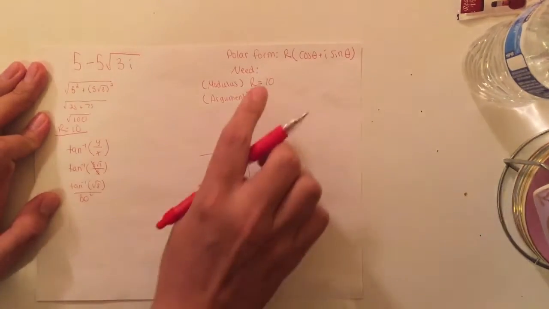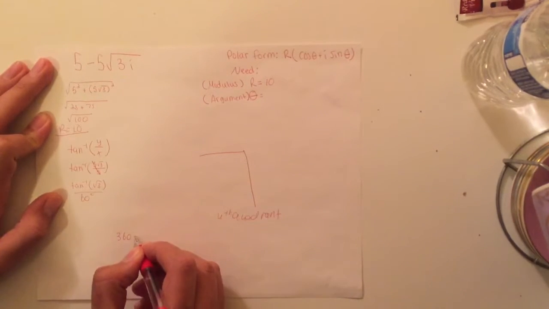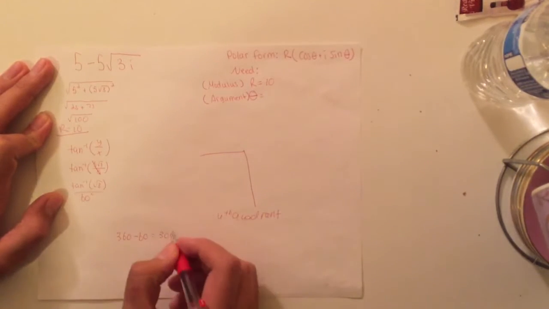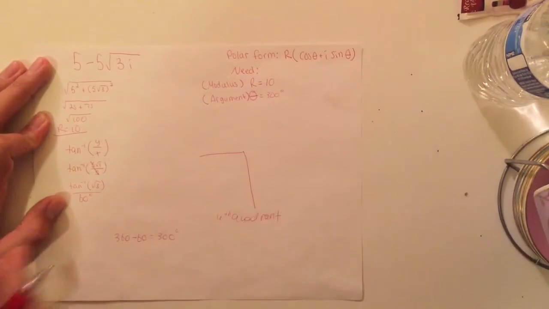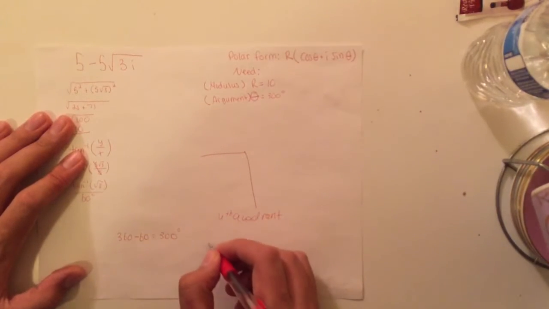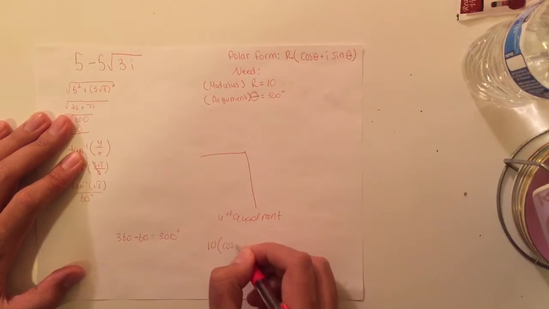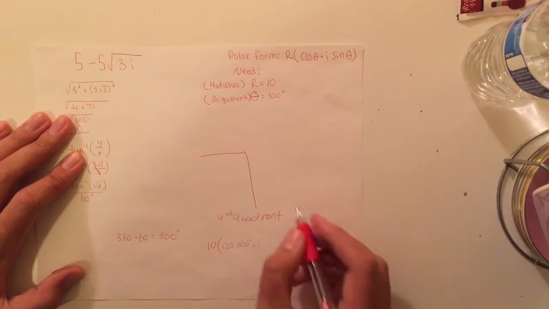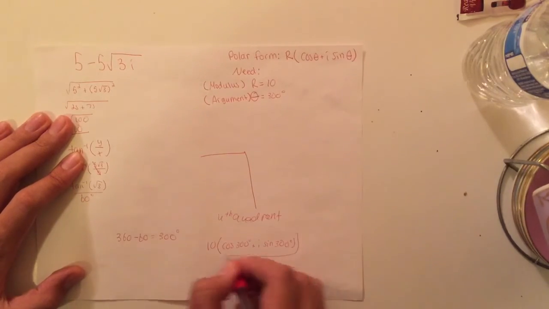And so in order to find theta, you would take 360 minus 60, which is equal to 300 degrees, and that is your theta, 300 degrees. So now to write this in polar form, you just substitute everything in. So your final answer would be 10 (cosine of 300 degrees plus i sine of 300 degrees). That is your answer.